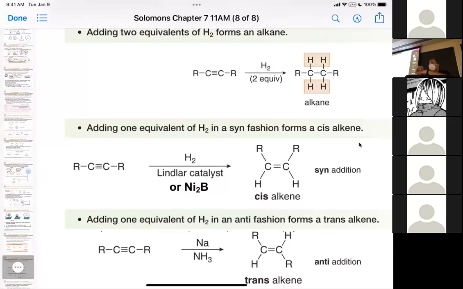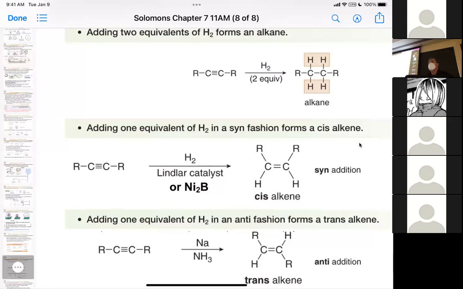Because a cis alkene comes from a syn addition, it happens on the same side. So both of those hydrogens are on the same side, and the two R groups go out. That's pretty cool, that we can selectively make our cis alkene using catalytic hydrogenation of an alkyne. But we have to use a special catalyst. It's called Lindlar's catalyst, and you want to use that to make those cis alkenes.